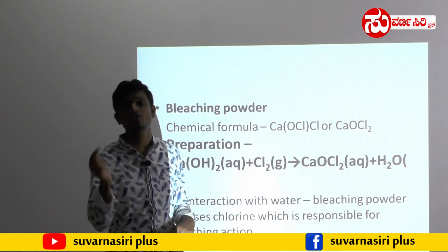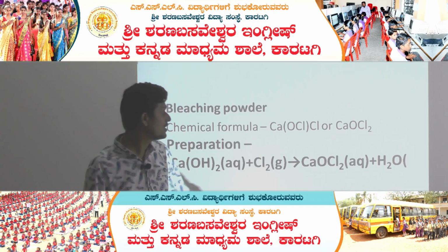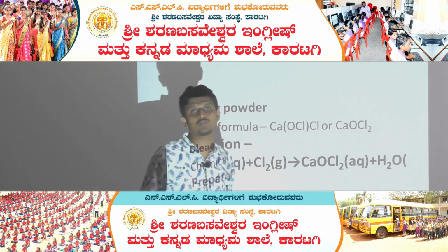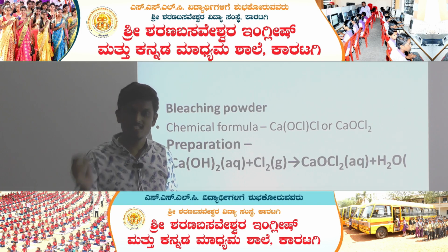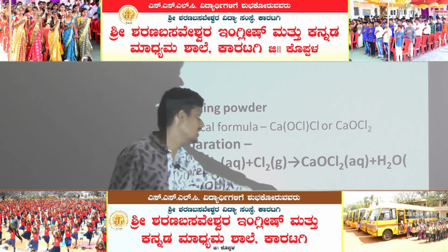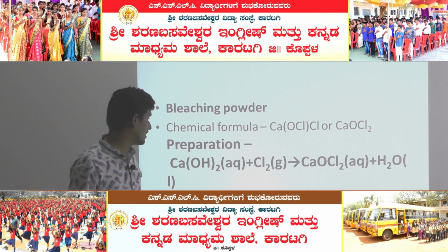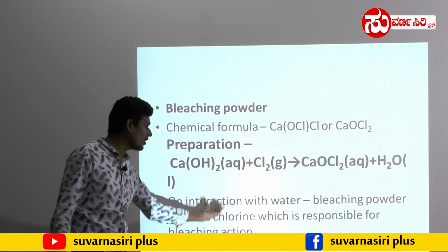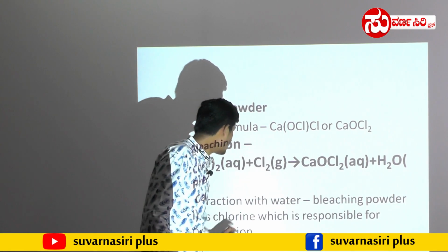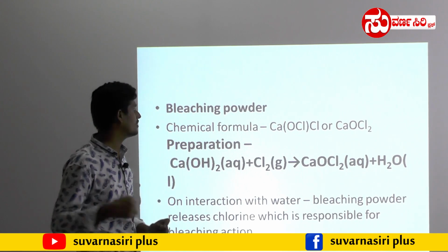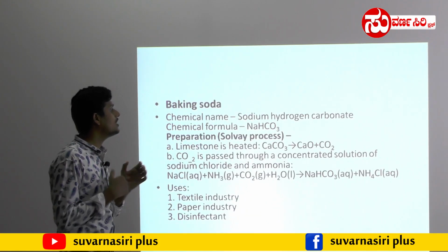But in this one, which one causes more action? Cl2 is the main one responsible for cleaning. If the Cl2 is present, then only the cleanliness will be there. So that's why bleaching powder releases chlorine gas, which is responsible for the bleaching action. We'll move on to the next one, that is baking soda.